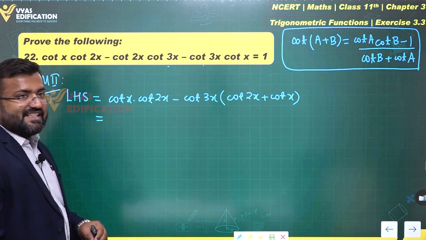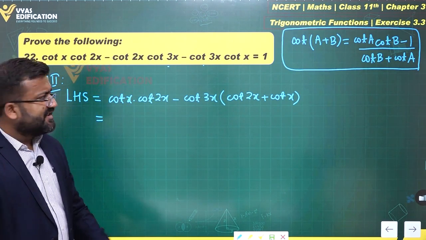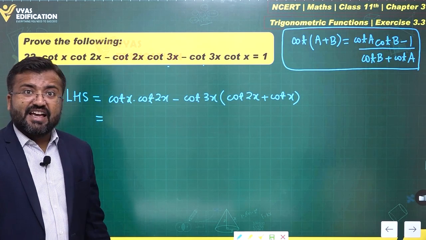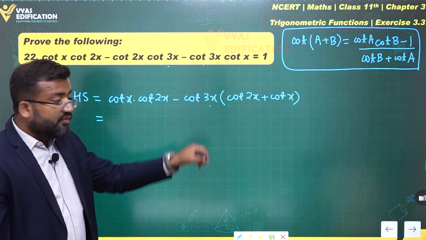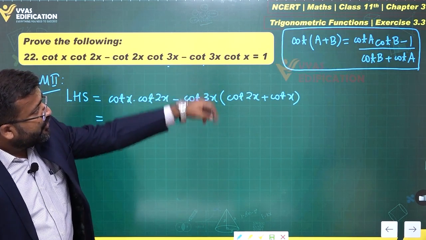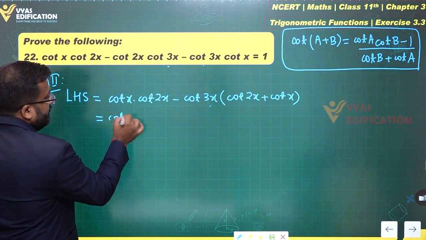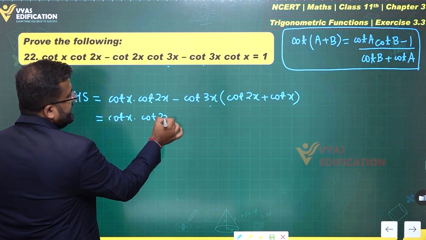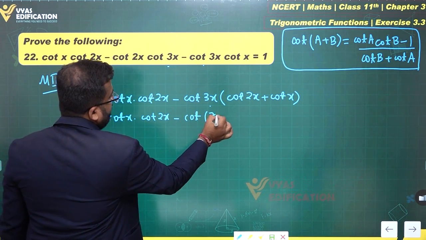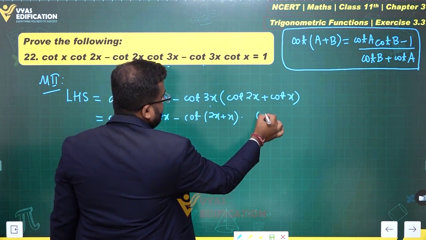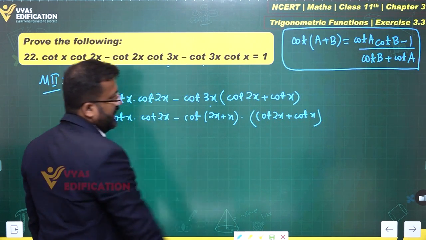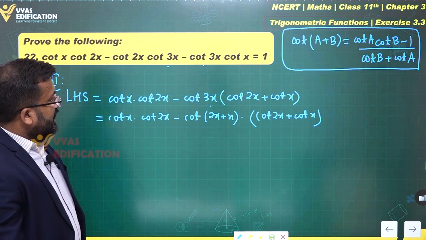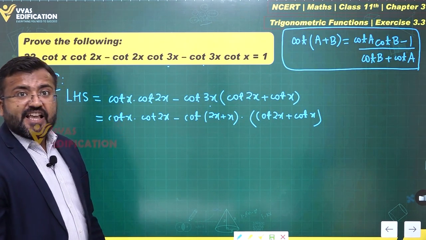What do we have in the LHS? LHS is cot x times cot 2x. I want to write this cot 3x as cot of 2x plus x. This 3x can be done as 2x plus x, right? And then I want to apply that formula, okay? As it is, minus this is cot of, times. Okay, this is what we have. And let's apply cot 2x plus x.